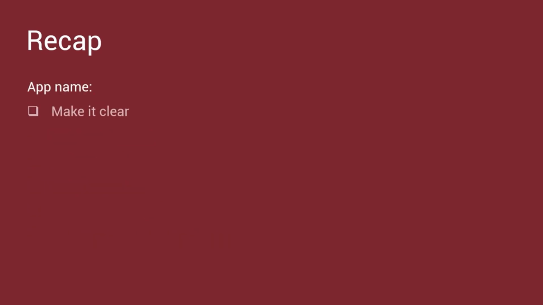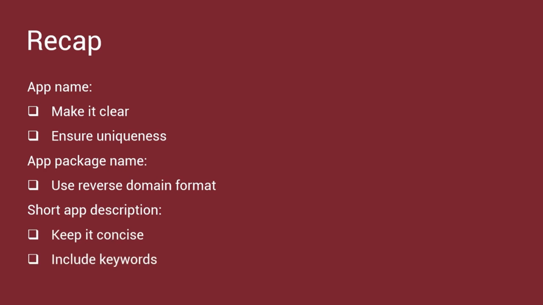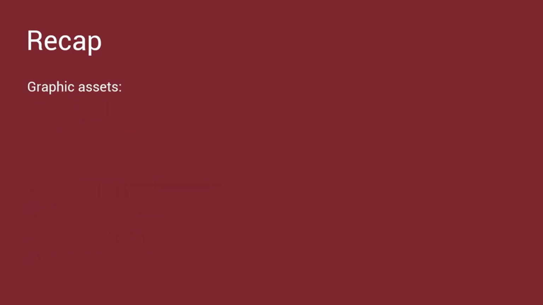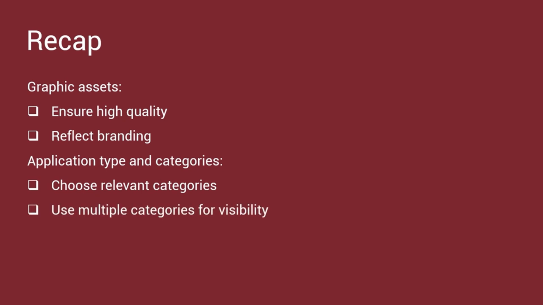Make the app name clear and unique. Adopt the reverse domain format for the app package name. Write a short app description that is concise and includes relevant keywords. Ensure graphic assets are high quality and reflect the app's branding. Select application types and categories carefully to boost visibility by using multiple relevant categories.